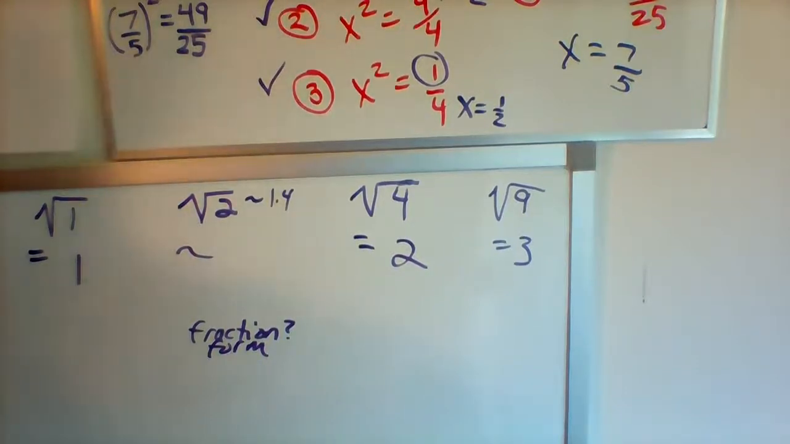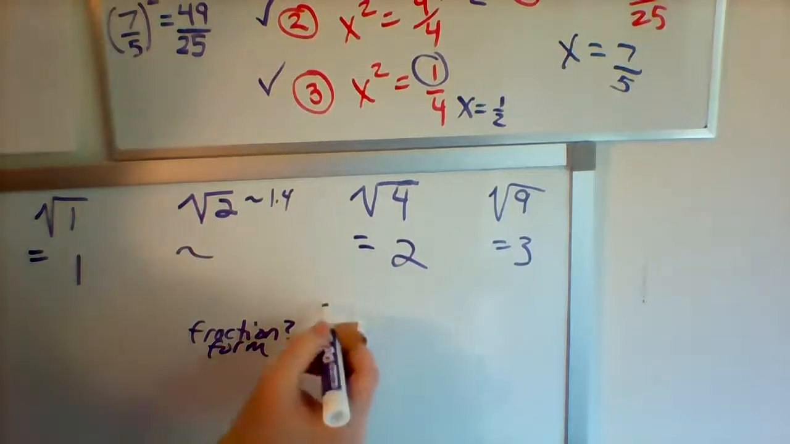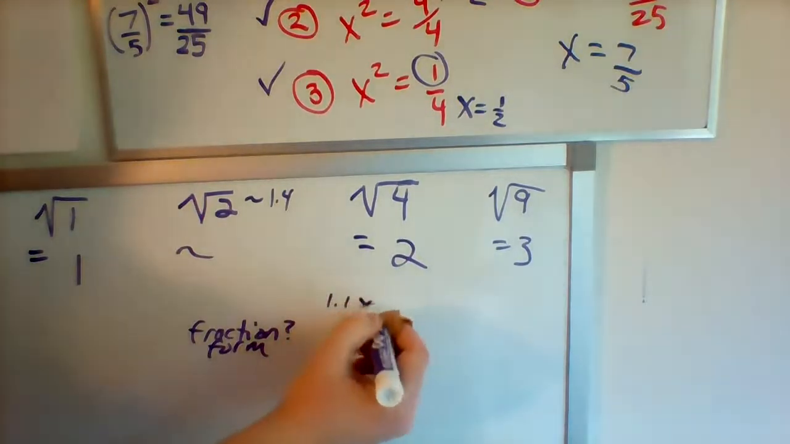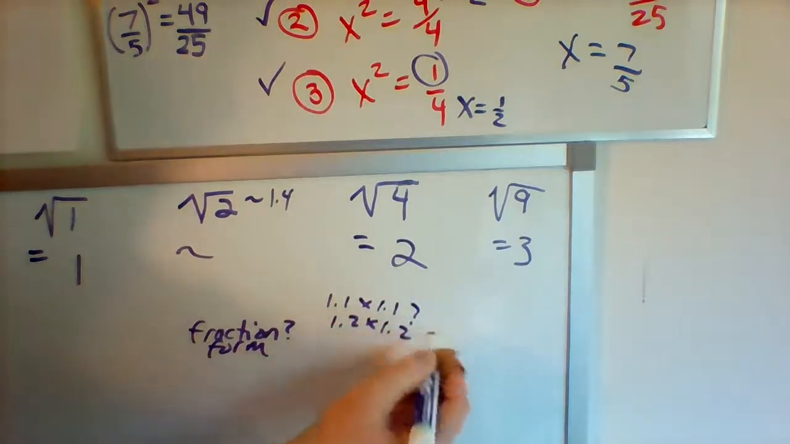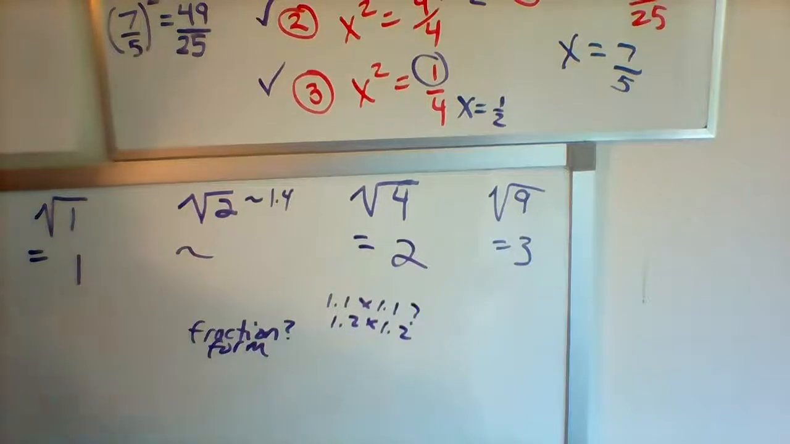So then, okay. She says that she was just testing it out. She was doing, okay, what's 1.1 times 1.1? What's 1.2 times 1.2? Okay, that's cool.